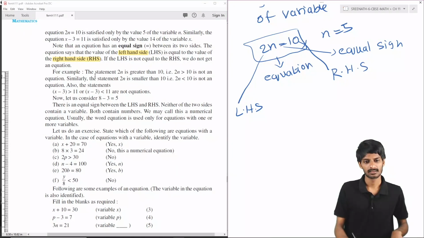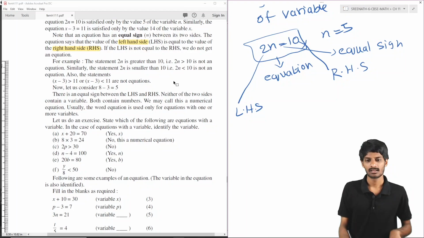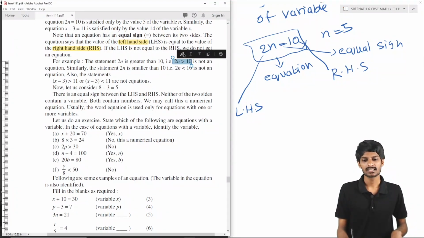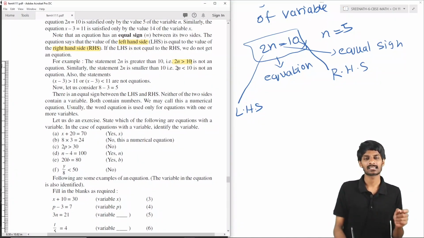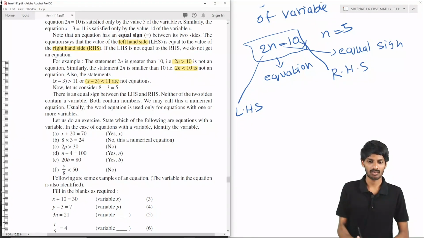Okay, students. So for example, the statement 2n is greater than 10. Is it an equation? No. Why? The greater than symbol is there. We must have an equal symbol. 2n is less than 10. Is it an equation? No, it is not. x minus 3 is less than 11. Is it an equation? No, not at all. 8 minus 3 is equal to 5. Is it an equation? Yes. Why? There is an equal to symbol, and the left hand side value is 8 minus 3, which is 5. The right hand side is also 5.